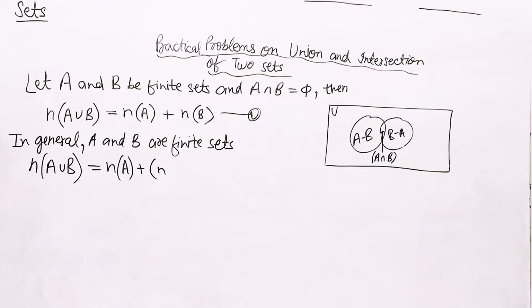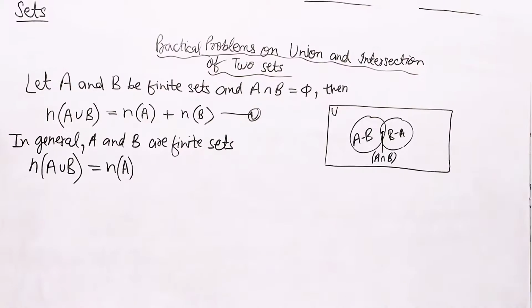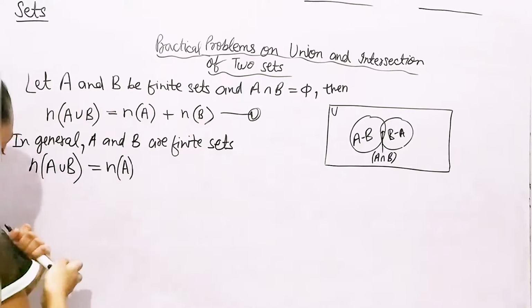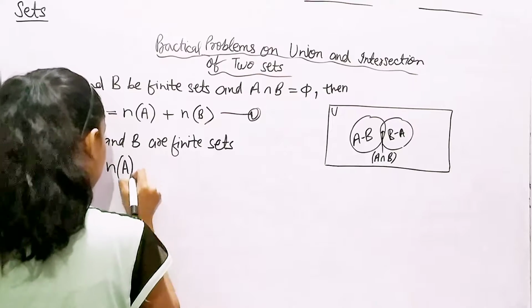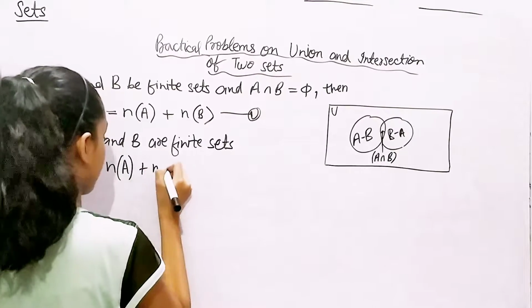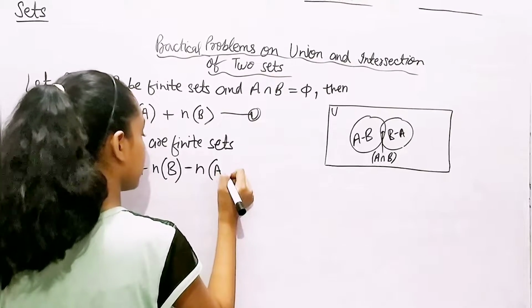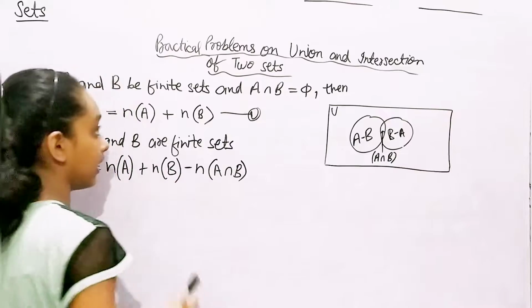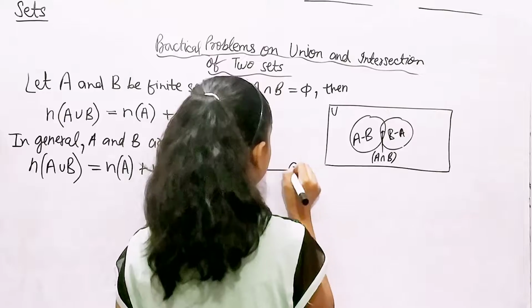So let me just say, the number of elements in set A. Okay, so let's continue. The number of elements in set A plus the number of elements in set B minus the number of elements in A intersection B, okay? We're taking the same case. So this is going to be a third case.